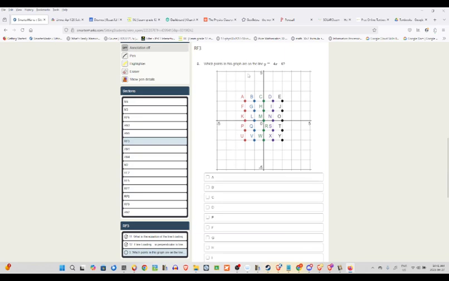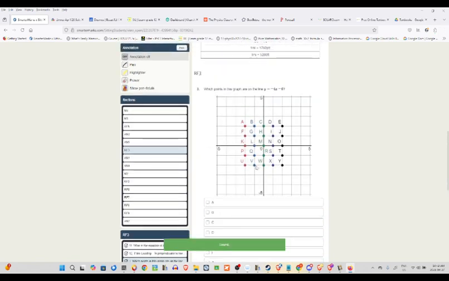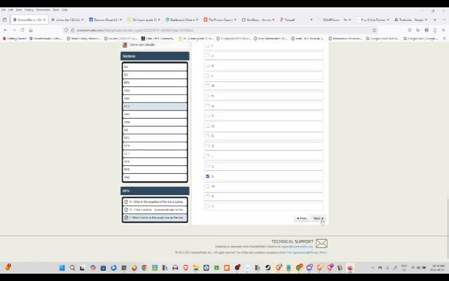So now, which points in this graph are on the line y equals negative 4x minus 6? So our y-intercept would be negative 6, and it comes down 4 each time it goes right, which means if we go left from negative 6, it'll come up 1, 2, 3, 4. So V is a point on the line. Now, left 1, up 4. 1, 2, 3, 4. Says A is a point on the line. So A and V should be the only 2 points on our line.